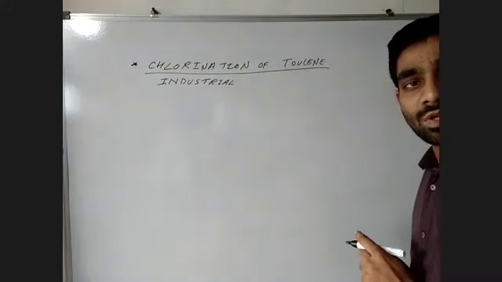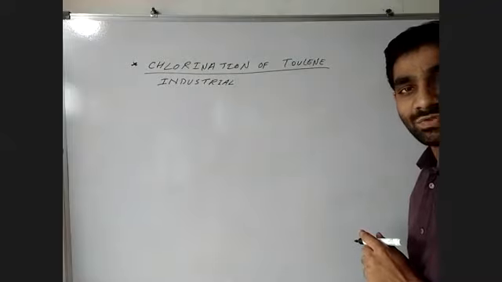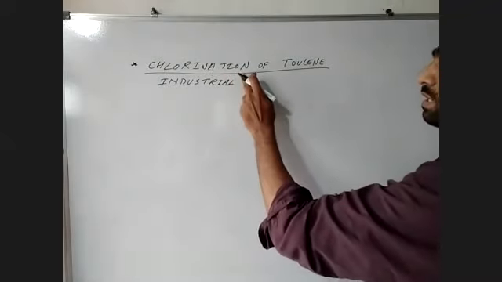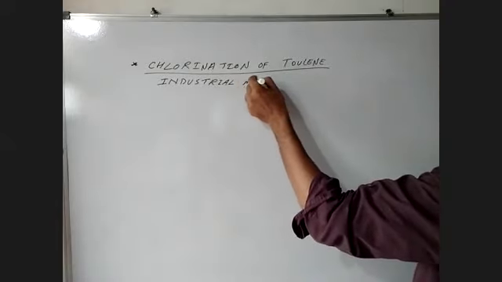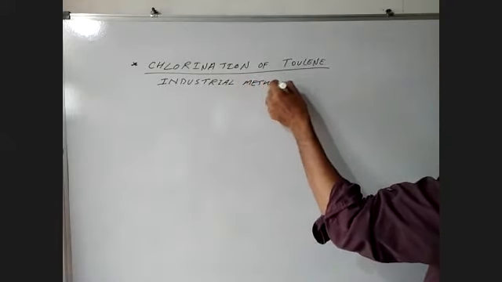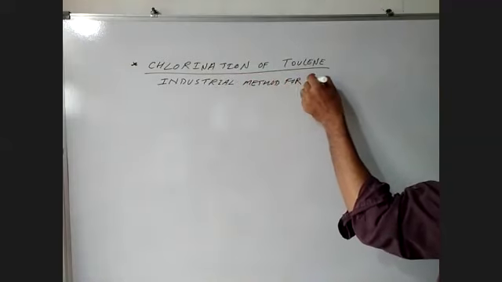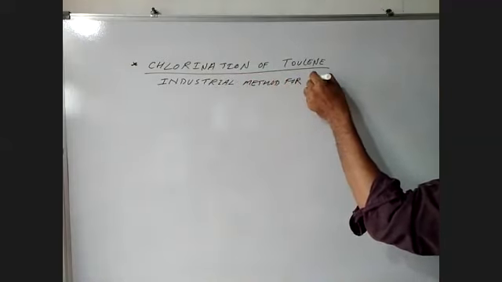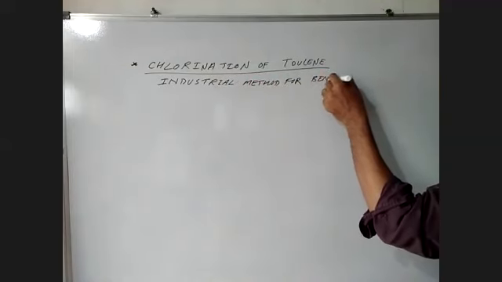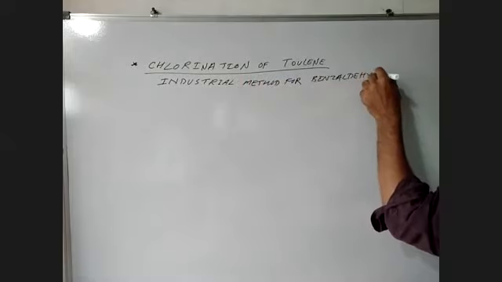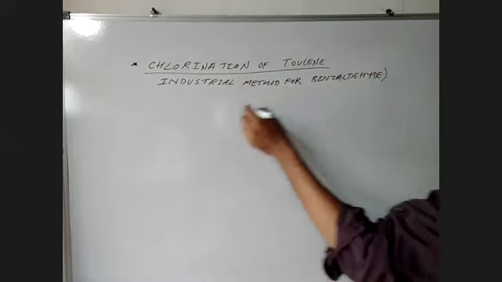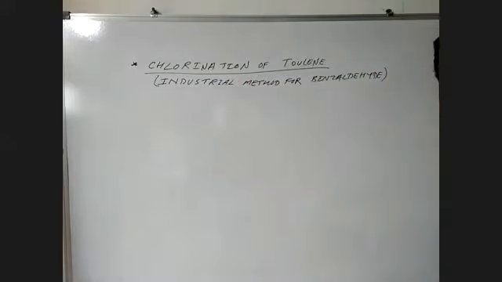Another good method for the synthesis of aldehyde is the chlorination of toluene. This is also called the industrial method for benzaldehyde. By using this method, we can prepare benzaldehyde in a large quantity. So it is a very simple reaction.